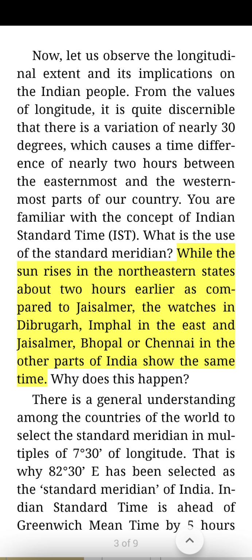While the sun rises in the northeastern states about 2 hours earlier as compared to Jaisalmer, the watches in Dibrugarh, Imphal in the east and Jaisalmer, Bhopal or Chennai in the other parts of India show the same time. Why does this happen? There is a general understanding among the countries of the world to select the standard meridian in multiples of 7 degrees 30 minutes of longitude. That is why 82 degrees 30 minutes E has been selected as the standard meridian of India. Indian Standard Time is ahead of Greenwich Mean Time by 5 hours and 30 minutes.